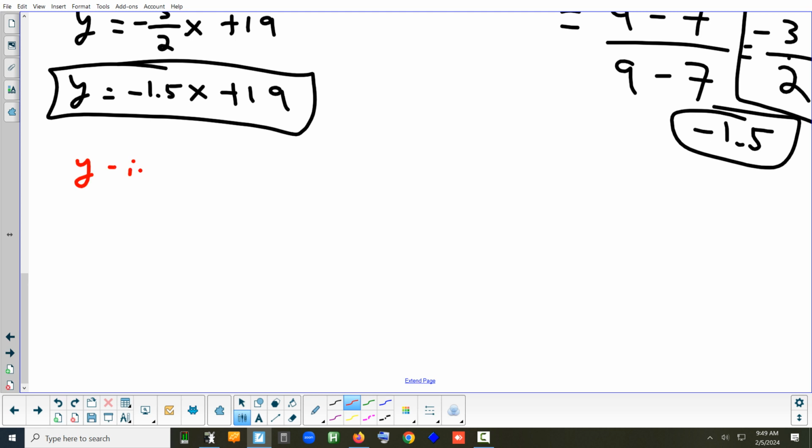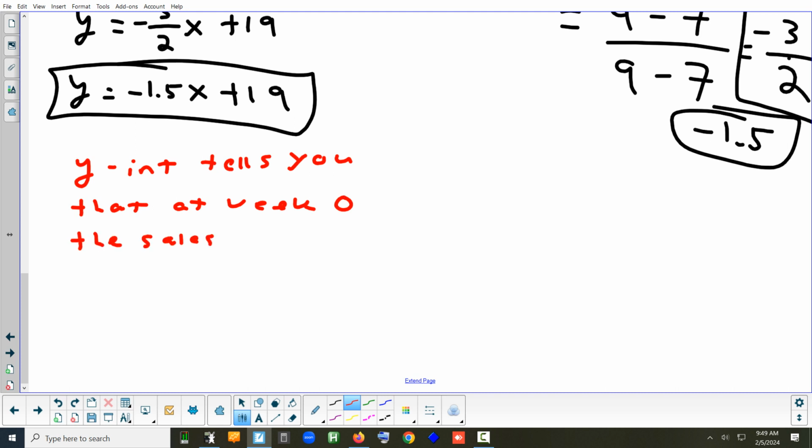So let's write that down. So the y-intercept tells you that at week zero, which is kind of weird. Usually we call the first week week one, they're calling it week zero, it's okay. But the y-intercept tells you that at week zero, the sales were 19 million. So week zero, this is like start. It's the first week that you could buy the movie on DVD. And that week that it came out, the sales were 19 million. Okay, that's what the y-intercept tells you.